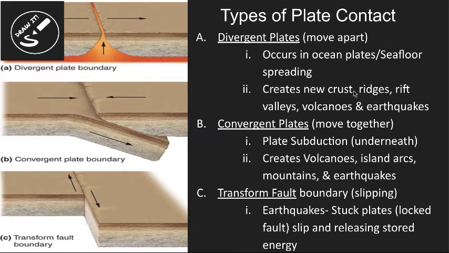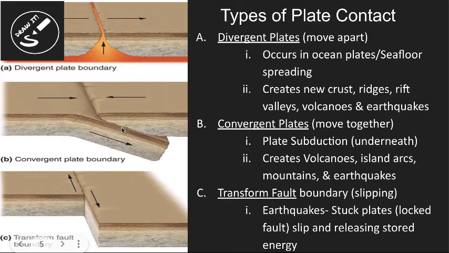It can also form underwater ridges, rift valleys, by pushing up and cooling in the bottom of the ocean, forming these little underwater mountain ranges essentially. Volcanoes and earthquakes can also occur at these plate boundaries as well.